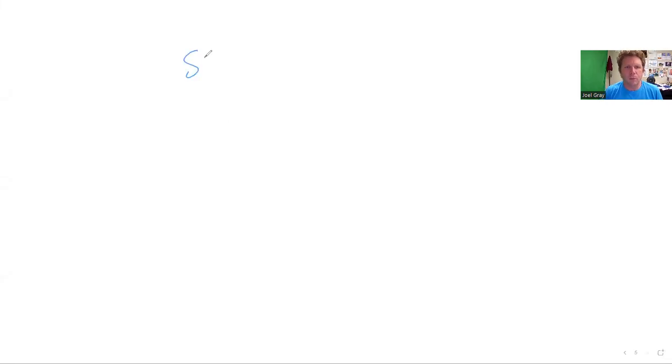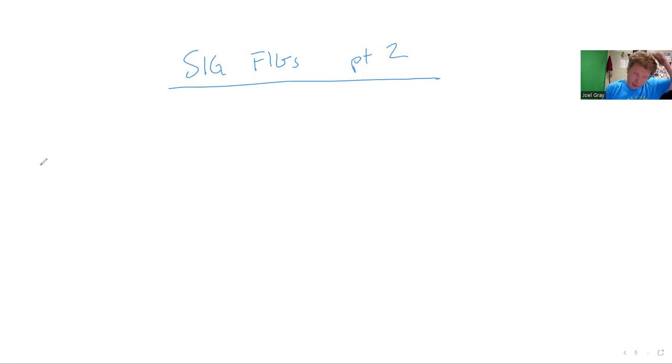All right, SigFigs part 2. Well, SigFigs part 2 is not really classifying whether or not a number is significant or not, but instead asking us about using significant figures in addition and subtraction, as well as multiplication and division. Now, the rules for addition and subtraction and multiplication and division are going to be different from one another.